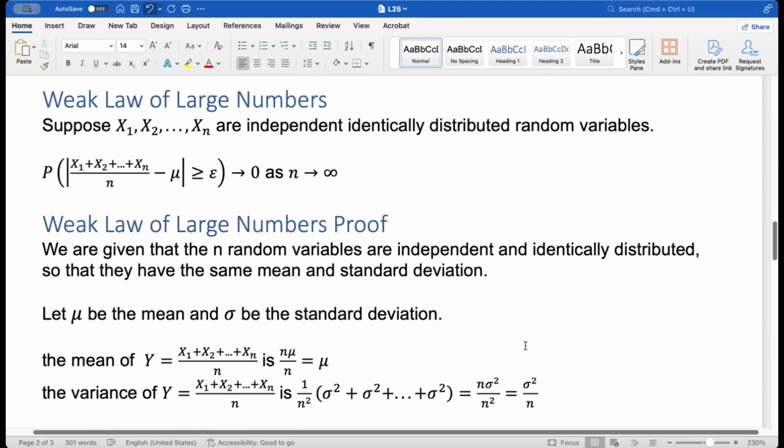All right, up next, the weak law of large numbers. Suppose we have n independent, identically distributed random variables. The probability that the mean of these n variables minus the population mean is greater than or equal to epsilon, that probability goes to 0 as n goes to infinity.